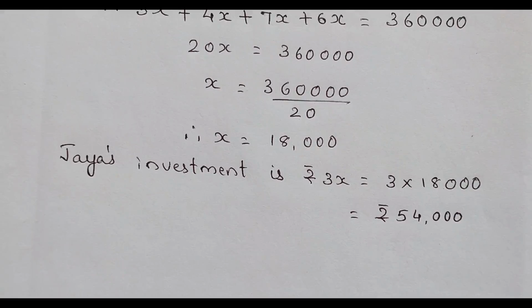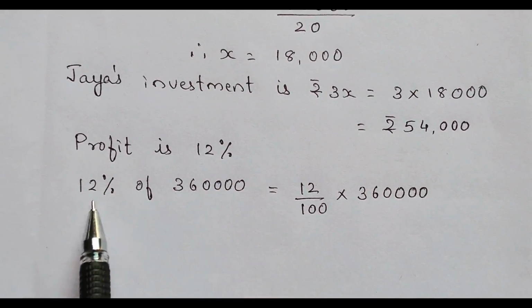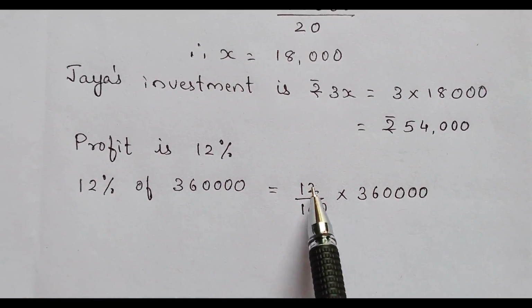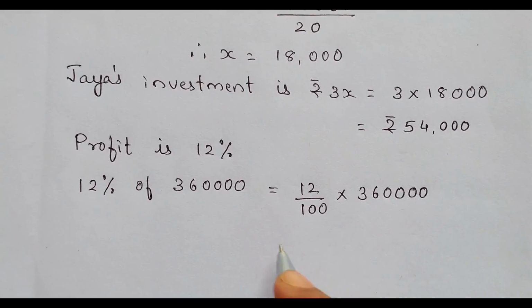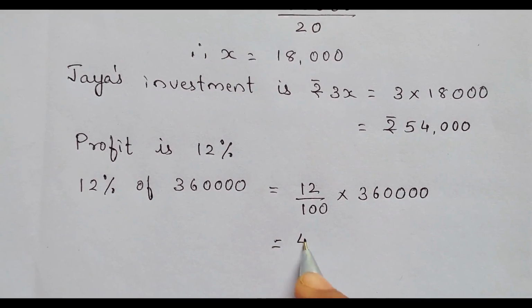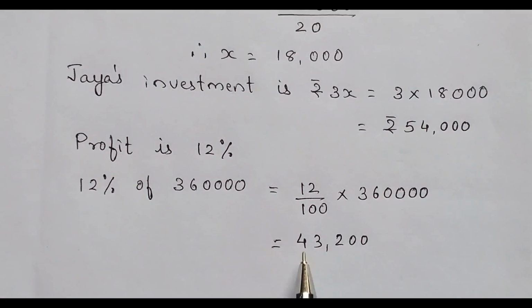They made a profit of 12%. So we have to calculate 12% of the investment first, and then calculate the profit received by Nikhil. The profit is 12%. 12% of 3,60,000 means 12 upon 100 multiplied by 3,60,000. That's equal to 43,200. You can cancel the zeros and then do the multiplication. So the total profit is 43,200 rupees.